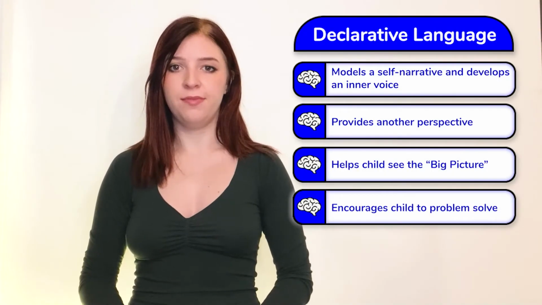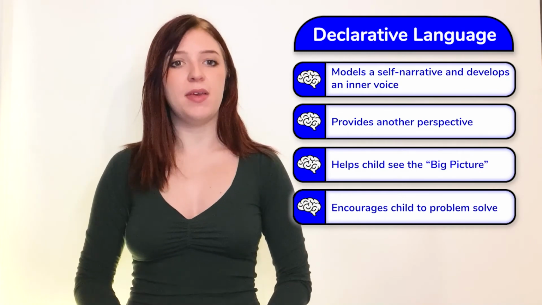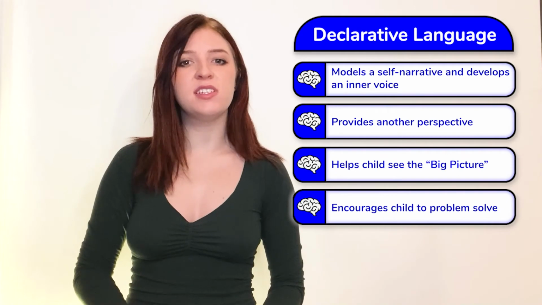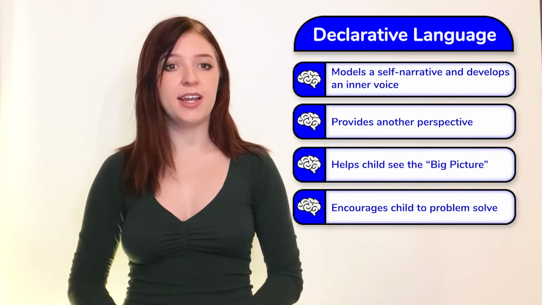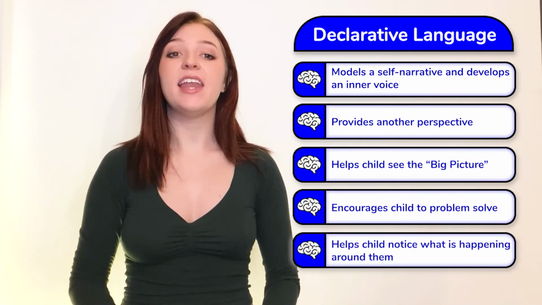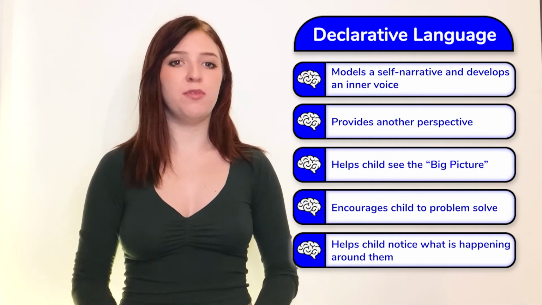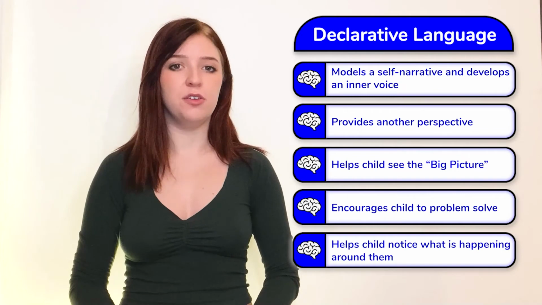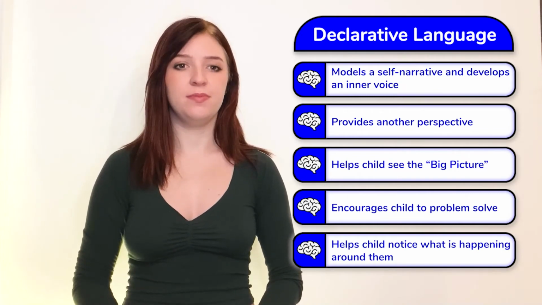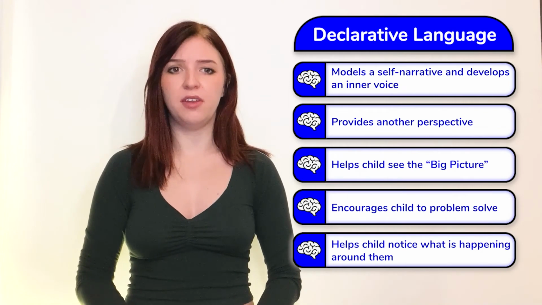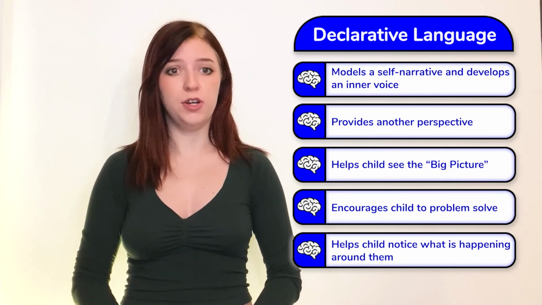Declarative language also encourages the student to problem solve. It provides an open-ended statement, not a direction with a yes or no answer. It invites students to be problem solvers, not just direction followers. It helps them notice what is happening around them. It helps to point out social information and the importance of visual cues so that they can read the room. With imperative language, a child has no need to observe their surroundings because you are telling them what is important.